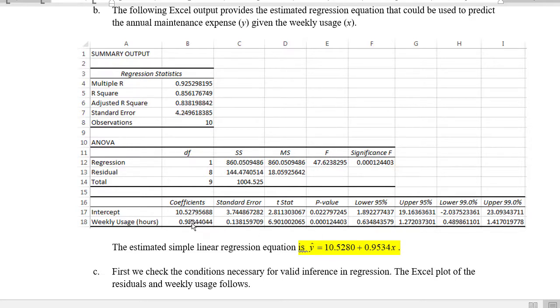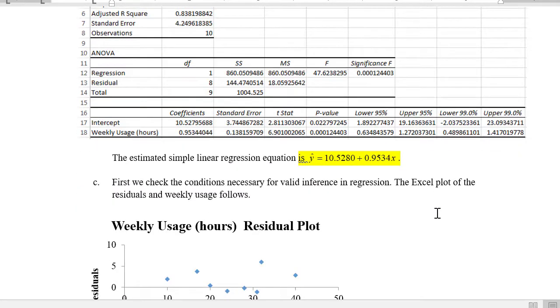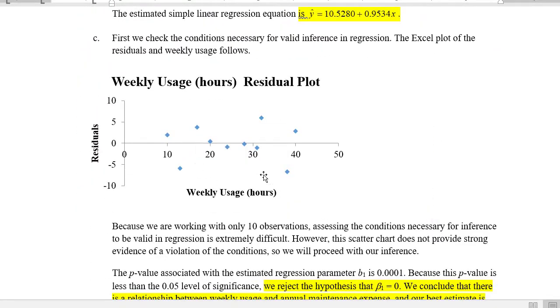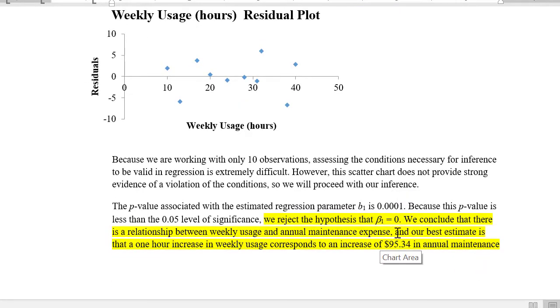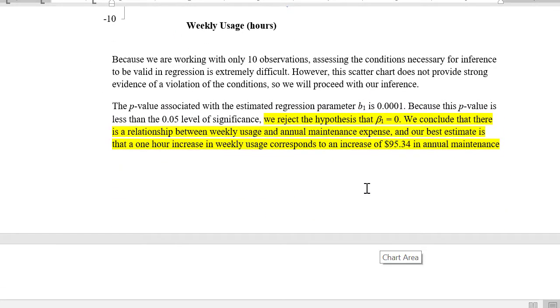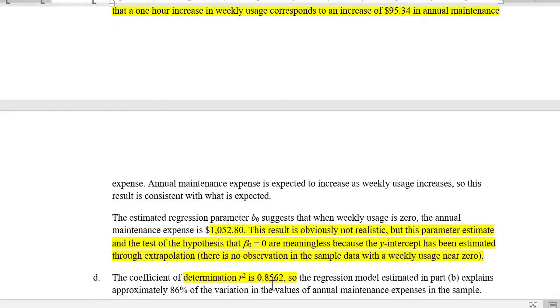This is the independent variable coefficient, or B1. This is B0. The intercept is B0. The R squared is 85.61. So for part C, it doesn't look like we violate any inference here, even though we've got 10 observations. Again, but this time we reject the hypothesis.